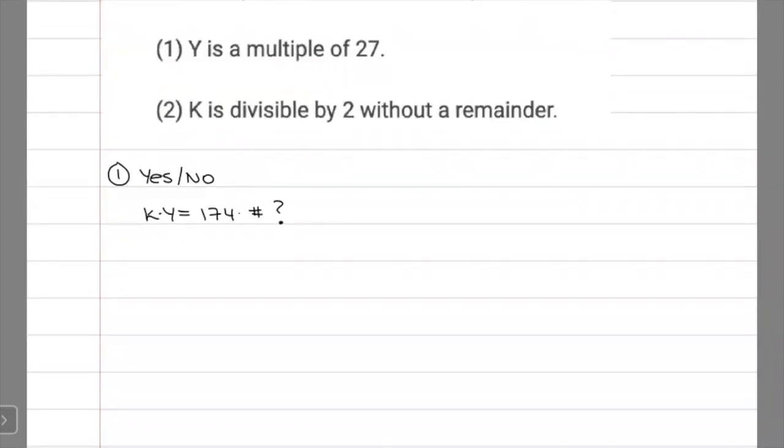So 174, we can reduce that. We can find the prime factors of it. It's obviously an even number, so it's definitely divisible by 2. Also, if you add together the digits, 1 plus 7 plus 4, that's going to give you 12. And there's a rule that says that if the sum of the digits is a multiple of 3, then it's going to be divisible by 3. So if you see that it's divisible by 2 and 3, then overall we can see that it's going to be divisible by 6.